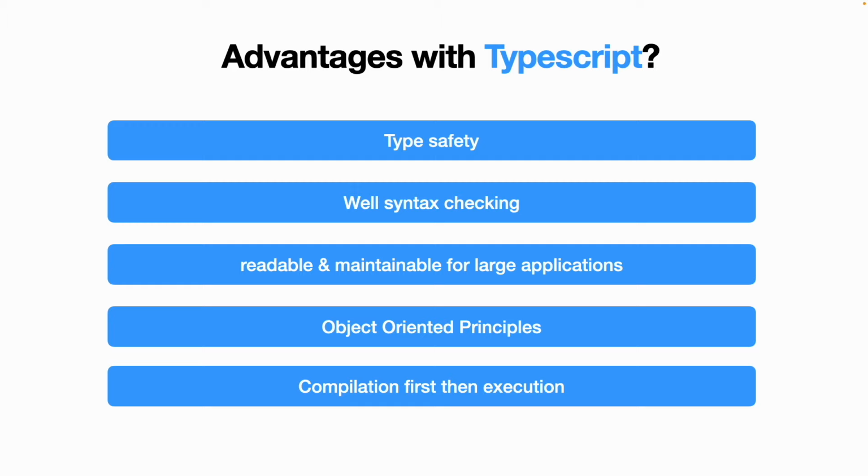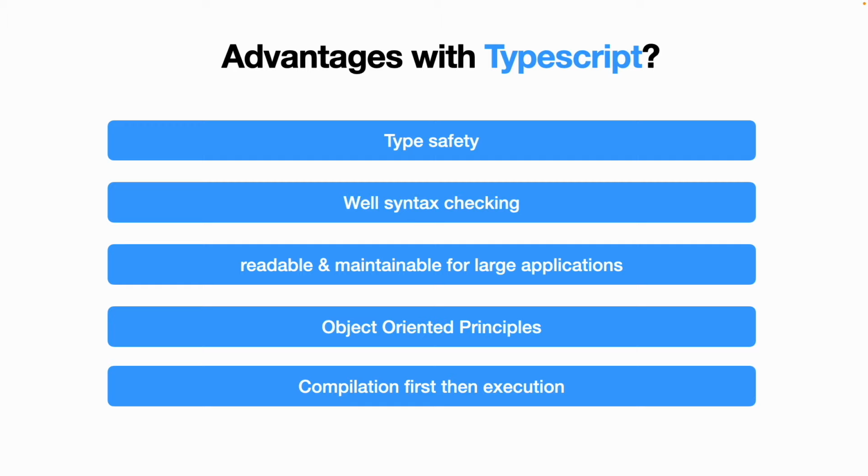So let's try to understand TypeScript here. We have seen TypeScript is a superset of JavaScript. Everything that you can do with JavaScript you can also do with TypeScript. I'll write a sample code, a simple one-page TypeScript code, and try to execute it. Then we'll also see how type safety is covered with TypeScript, how it does syntax checking well, and how the code will be more readable, maintainable, object oriented, and how the compilation happens here.